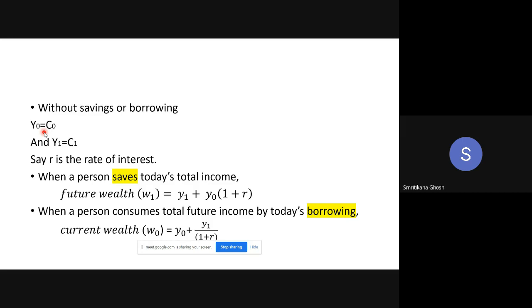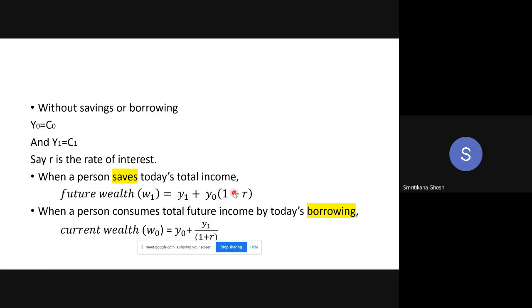So if you are doing this, that you are saving your total income of today, then what will be your future income? First of all, the future wealth, that is called future wealth, W1. What is the future wealth? Y1 is your future income, that you will earn tomorrow. So this is Y1, plus, this factor is important, Y naught into 1 plus R. So if I just eliminate that bracket, then what will happen?